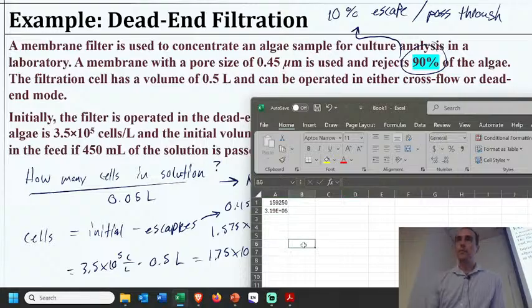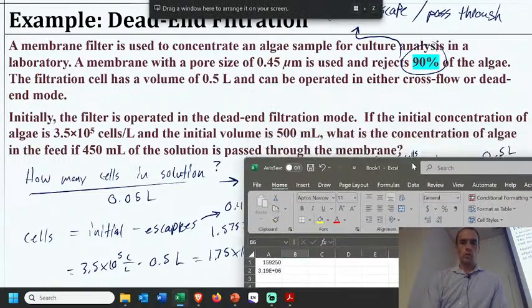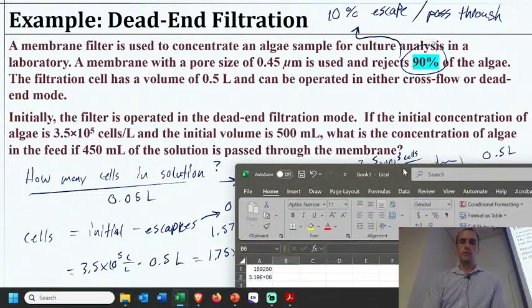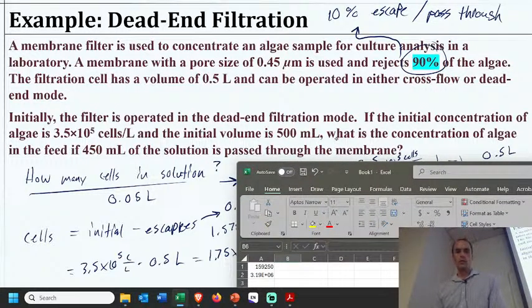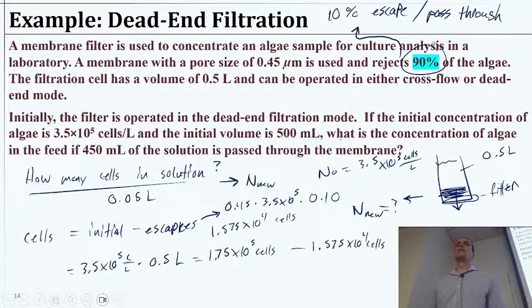So we're essentially trying to find the concentration of algae in the, is it the permeate, the clean water that's supposed to be coming out? What does the question ask? It's, what is the concentration of algae in the feed if blah, blah, blah, right? So we're looking for the concentration in the feed, not the permeate. We could solve for the permeate, which should be 10% of the starting concentration. Does that make sense? Okay.